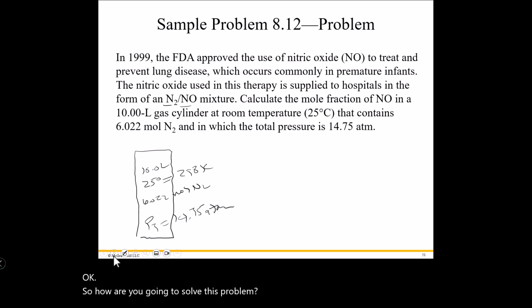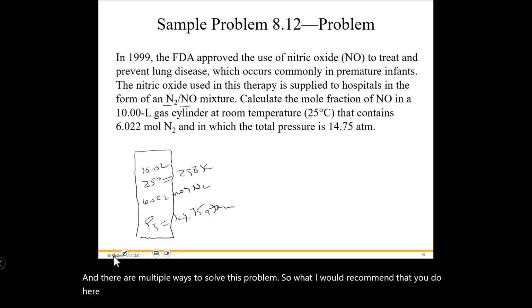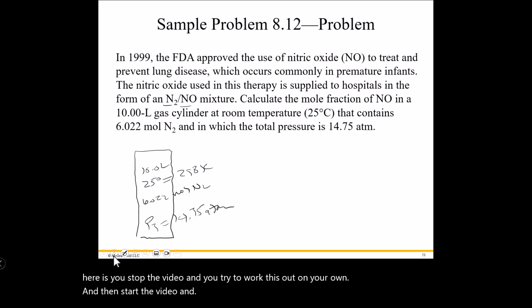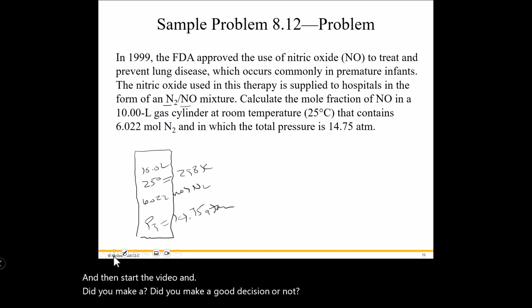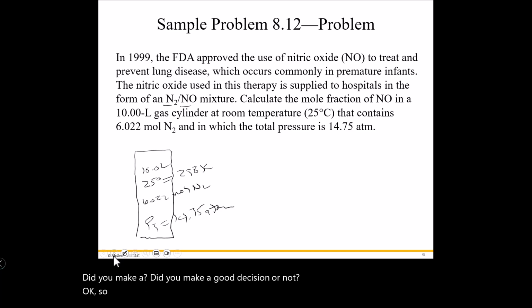And there are multiple ways to solve this problem. So, what I would recommend that you do here is you stop the video and you try to work this out on your own, and then start the video and see did you make a good decision or not. Okay, so try that out and see if you can do this.